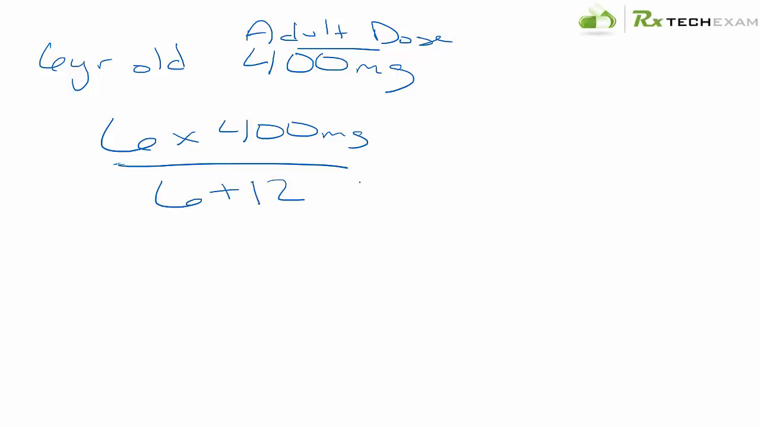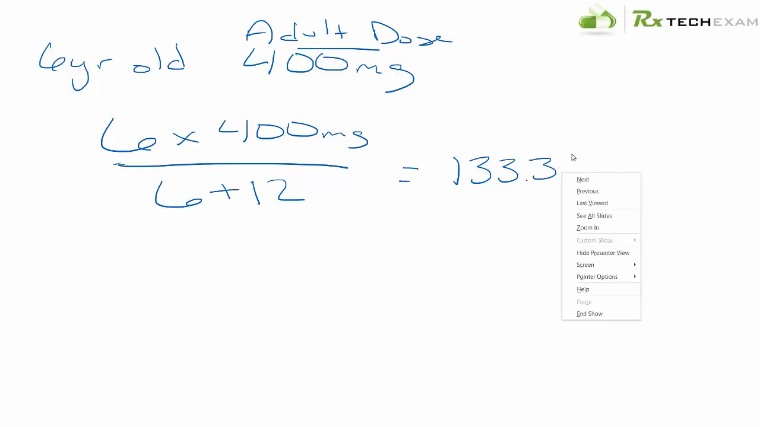You can remember the 12 because it's like the cutoff between a child and an adult for the purposes of medication. Alright, so we're going to have 2400 divided by 18, and that's going to give you a repeating decimal. We'll just round it a bit, 133.3 milligrams.